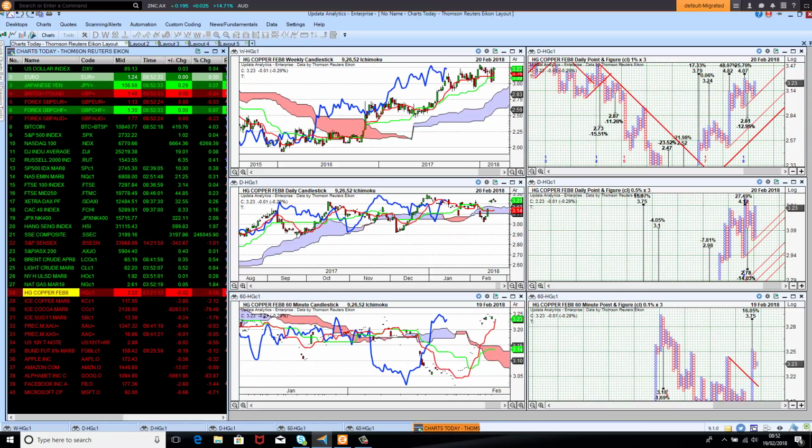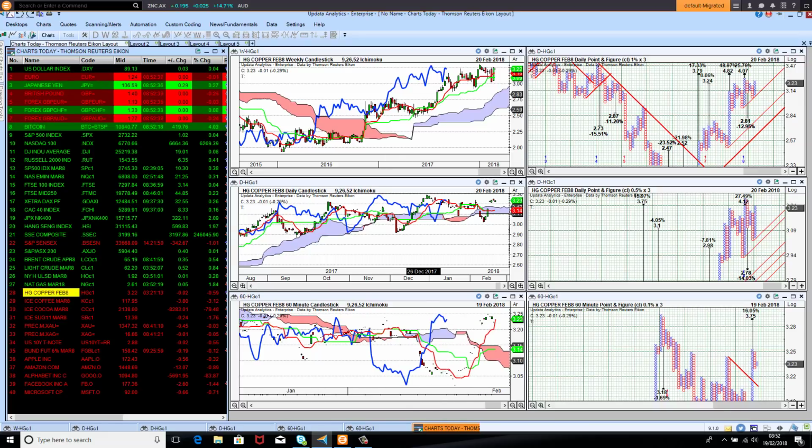Copper just getting above the cloud here, so still holding its bullish position, bullish on all three time frames.